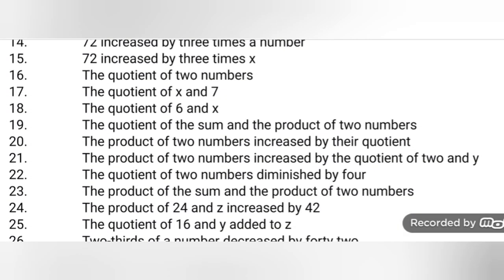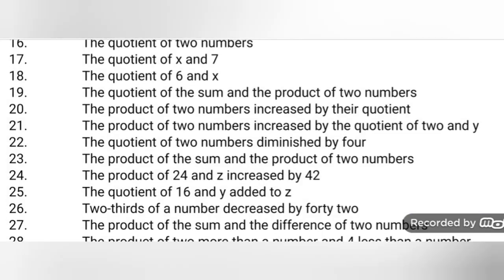Next, the product of two numbers increased by their quotient. So we say the product of two numbers, so let's say the two numbers are x and y, so we say xy, say product, increased by their quotient. So plus, so xy plus, their quotient is x over y.